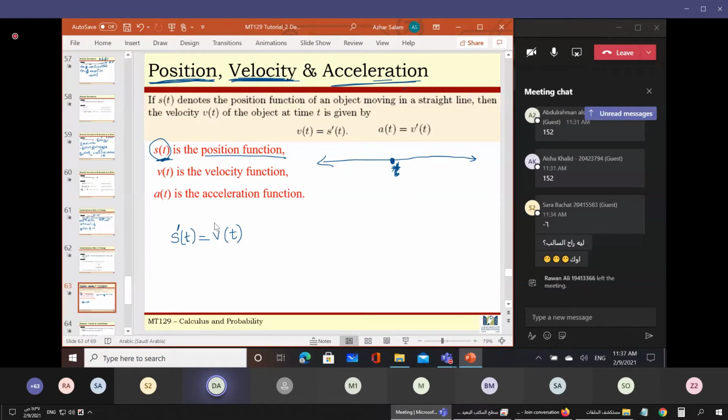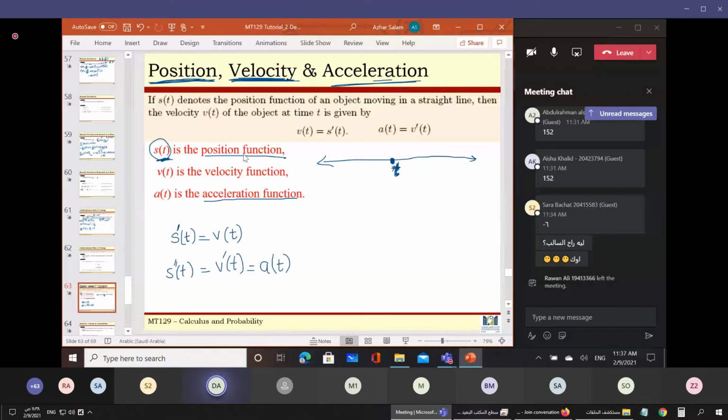Also, if I differentiate the velocity one more time, for example S double dash of t, it will be the derivative of the velocity. I will have the acceleration function. Acceleration is the rate of change in the velocity, which is A of t, the acceleration of an object at the time t. This is just a notation or definition.